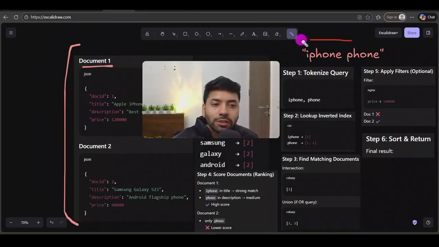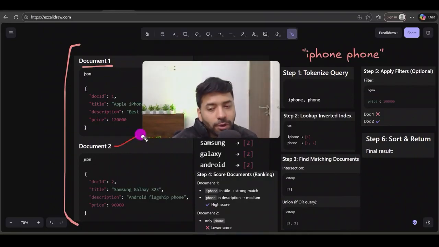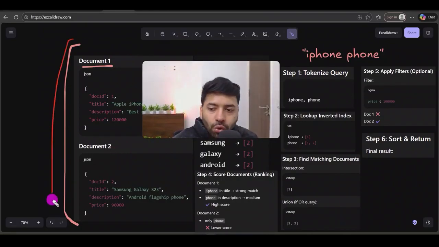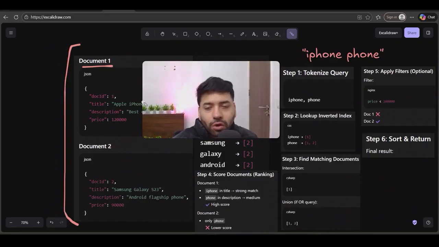So say the query was simply iPhone phone and we were applying the union here. So the end result would have been document 1 and then document 2. Document 1 has more priority, so the search database would have returned document 1 and then document 2. Now after that, what to show depends on what you want to show. That can be in your backend logic.